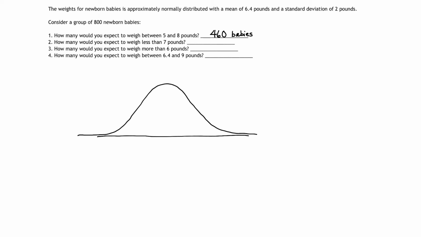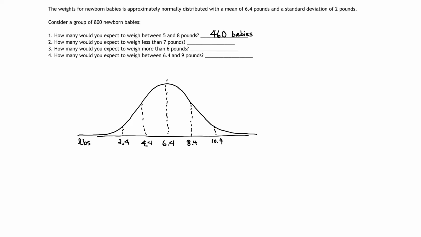We start by jotting down the mean, right down the middle, which is 6.4 pounds. And we have a standard deviation of 2. So we'll add 2 to the right, giving us 8.4 and 10.4. And we'll subtract 2, giving us 4.4 on the left and 2.4. And these serve as our reference points.